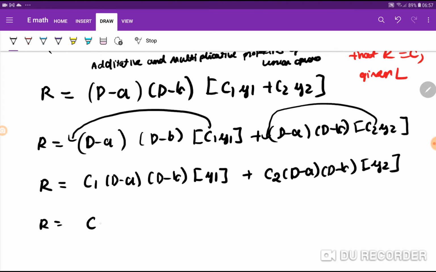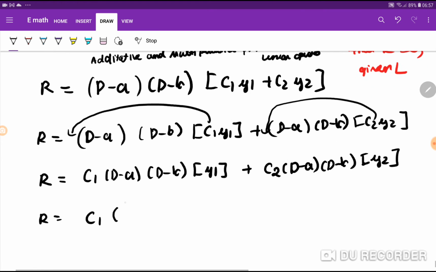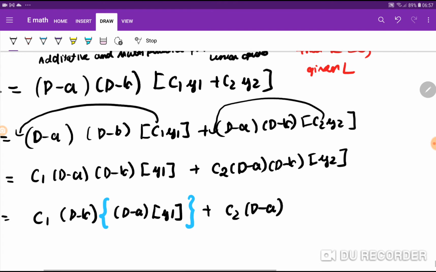Now I'm gonna rewrite the first component of r like this. I'm gonna just swap it, y1. And then I'm gonna put this thing right here later. You guys understand why I put it like that, there's C2 (d minus a)(d minus b) y2, right? Oh god, I forgot this bracket. So many brackets for a broken heart, isn't it?